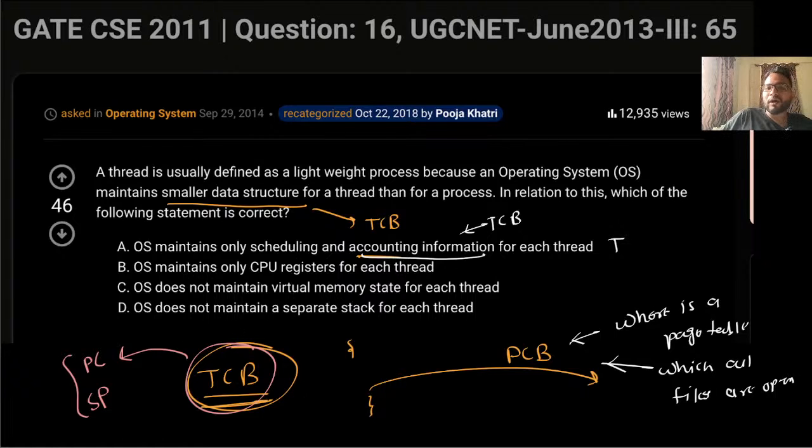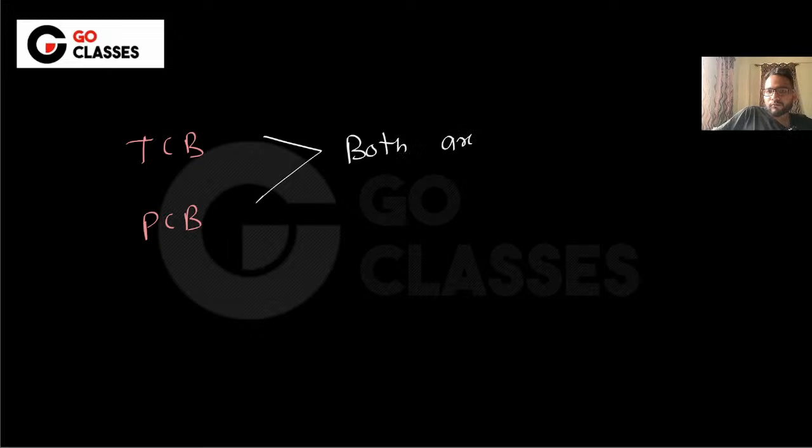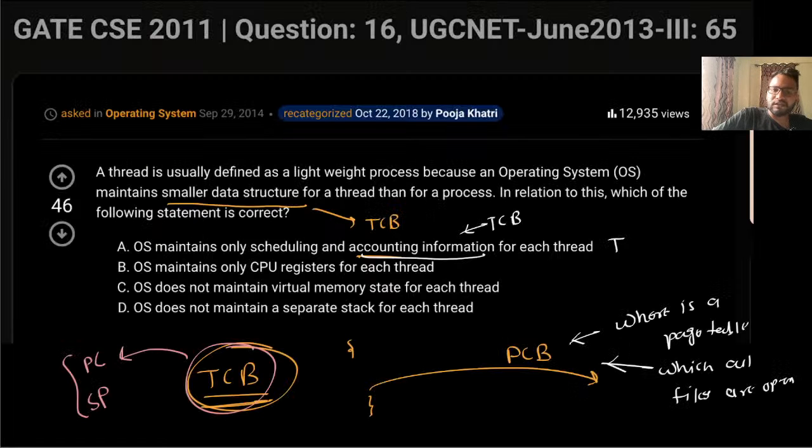OS means this TCB and PCB both are in the OS memory. TCB, which is thread control block, and PCB, which is program control block, they both are in the operating system memory. So OS maintains this TCB, and inside this TCB you only maintain the CPU registers basically. Okay, OS maintains only CPU register for each thread. So that is also true.